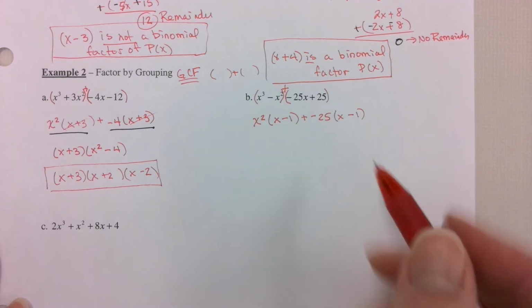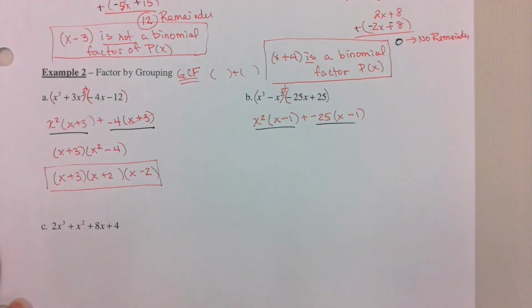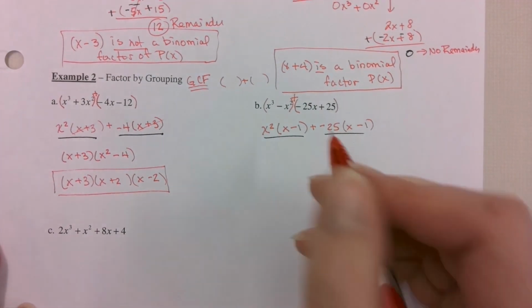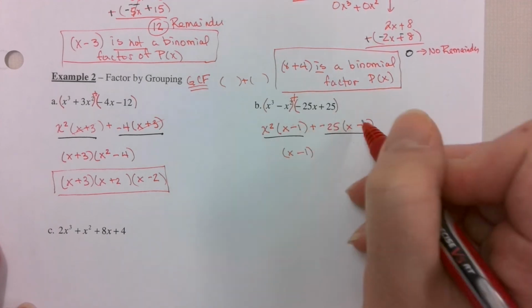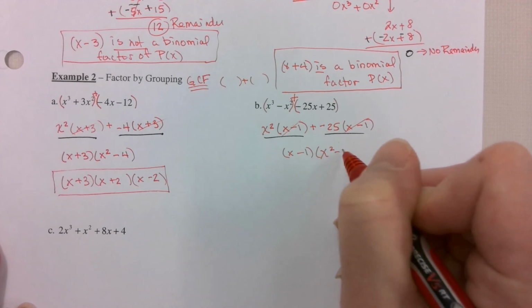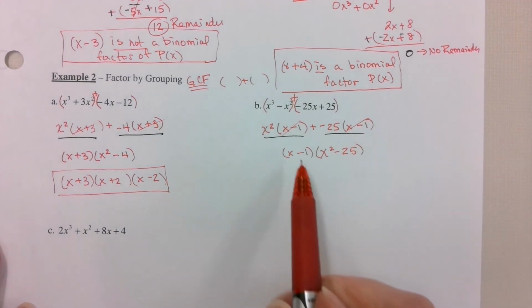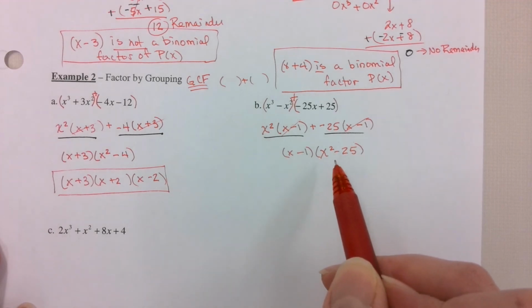Okay, if you can take a minute and look at this, a little bit more abstract, these 2 terms have an x minus 1 in common. So once I take that out, I am left with x squared minus 25. And so I see the x minus 1 is fine, but that x squared should tip me off. That should make me want to look and say, can I keep factoring?